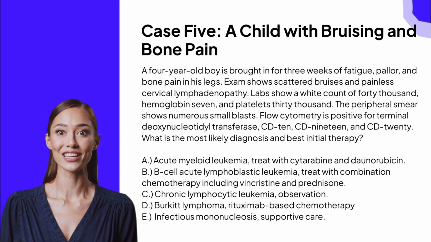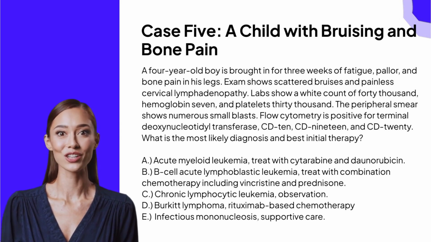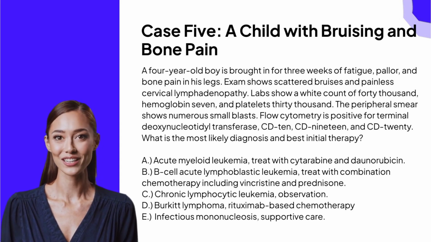Case 5 is a pediatric classic. A 4-year-old with fatigue, pallor, bone pain, bruising, and painless lymph nodes. Flow cytometry shows terminal deoxynucleotidyltransferase plus CD10, 19, and 20 positive cells. Pause and pick the correct diagnosis and first-line treatment.